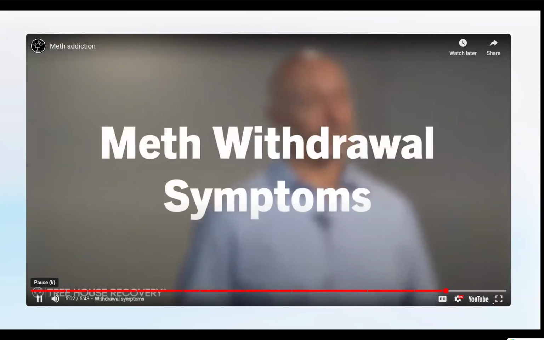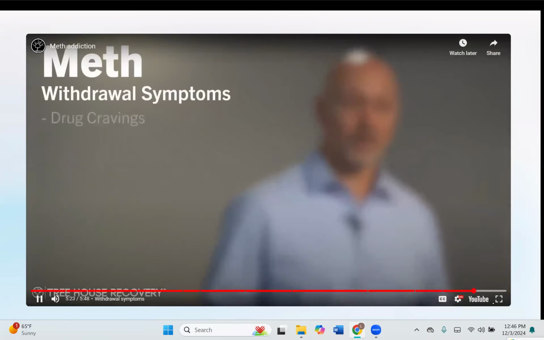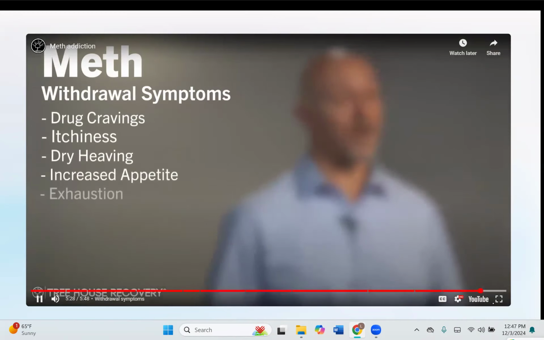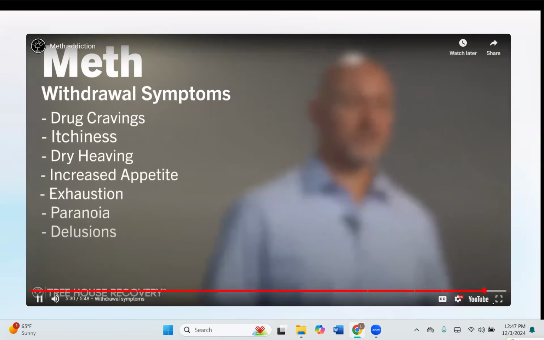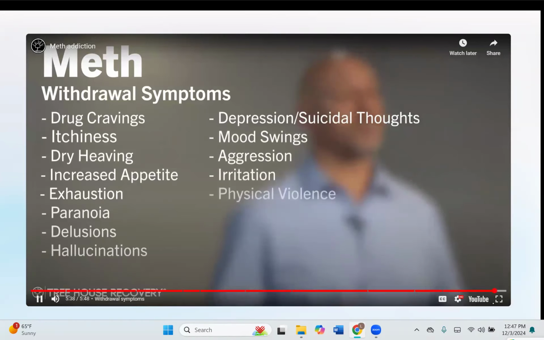What are the meth withdrawal symptoms? Most of those who use meth abuse the drug in cycles because the symptoms of coming off meth are unpleasant and painful. When a person crashes off of a meth high, their body has a shortage of pleasure and energy transmitters, and it's likely they haven't slept or eaten in a while. Combined, these produce several withdrawal symptoms like drug cravings, itchiness, dry heaving, increased appetite, exhaustion, paranoia, delusions, hallucinations from exhaustion, depression or suicidal thoughts, mood swings, aggression, irritation, and physical violence.